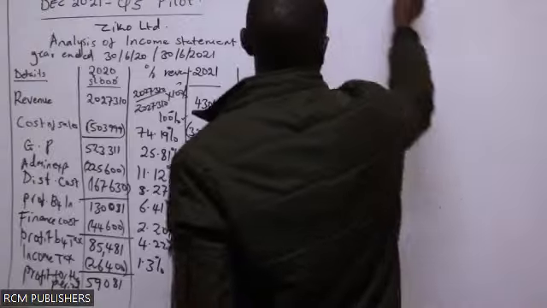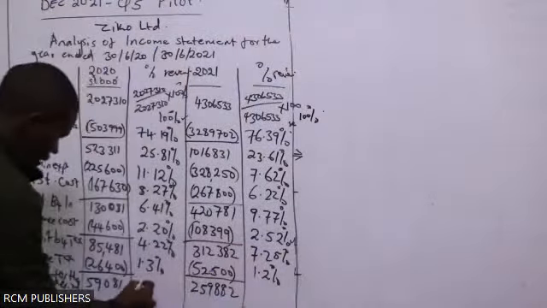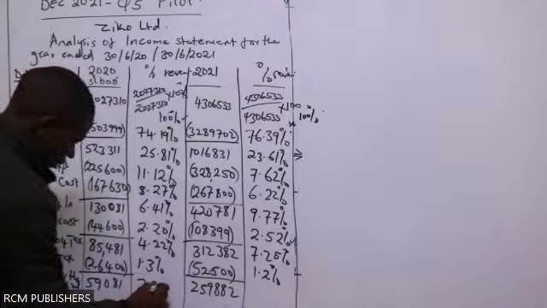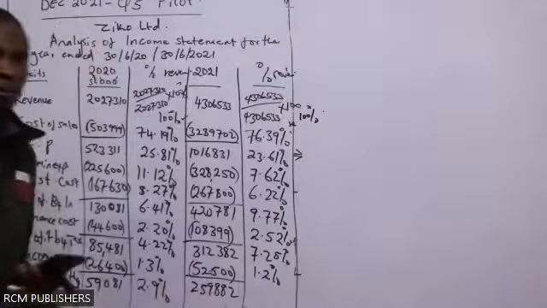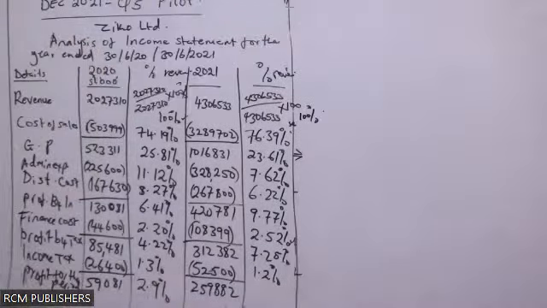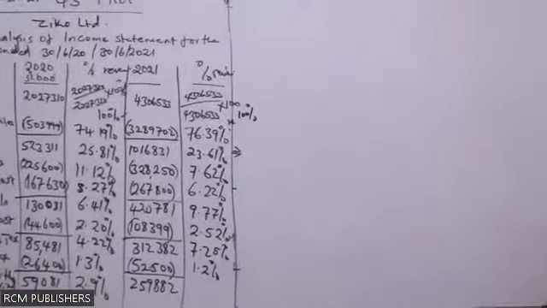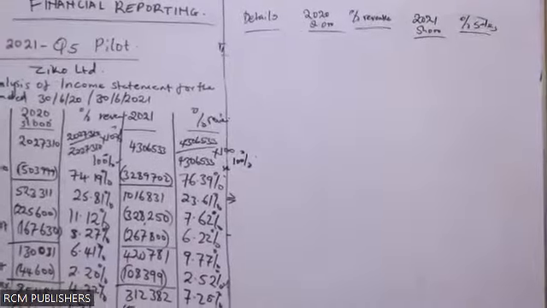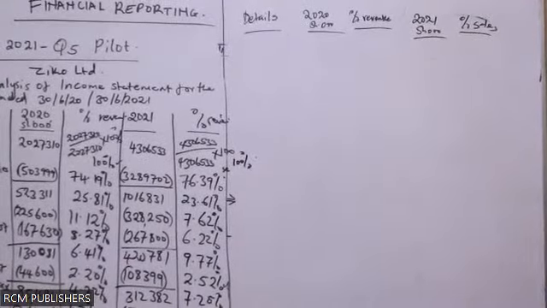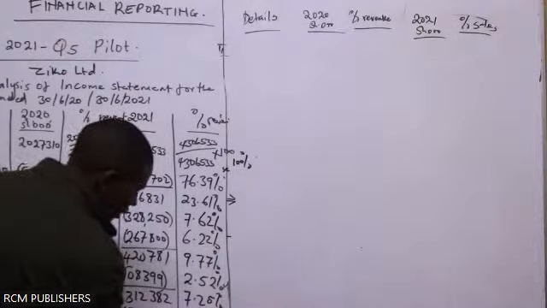Haina shida. Haionekani 2.9 hapa, napewa 2.9%. What about 2021? 2021 ni ngapi? Tafadhali atie 2021 as I adjust this one. 6.0. So you can see the profit for 2021 is higher.